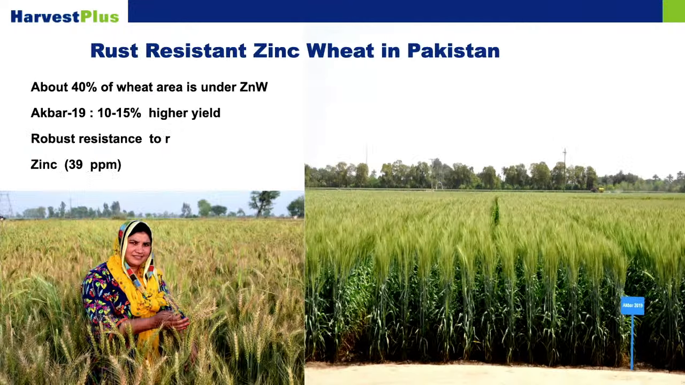Another example story I would like to highlight in this seminar is the rust-resistant zinc wheat released in Pakistan. Pakistan is also one of the largest wheat growing and wheat consuming countries, and the Sindh region occupies almost 50% of the wheat area in Pakistan. This one single variety occupied 40% of the area 3 years after release.